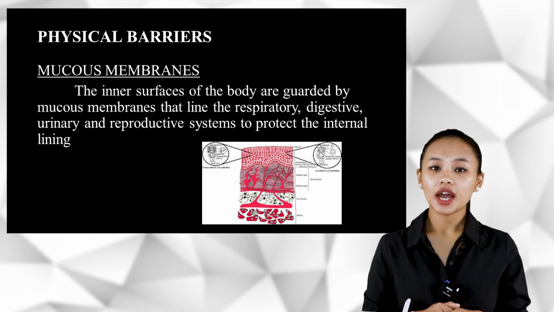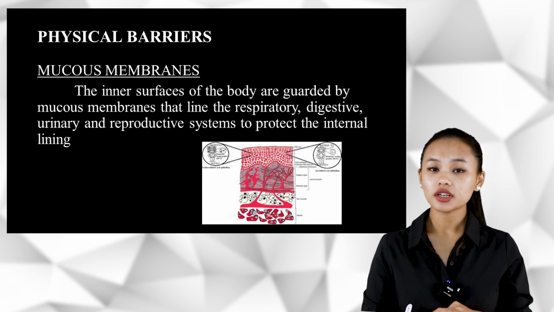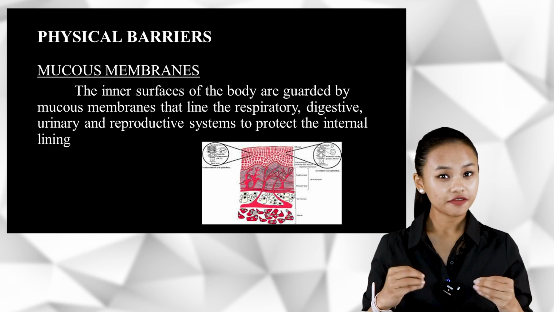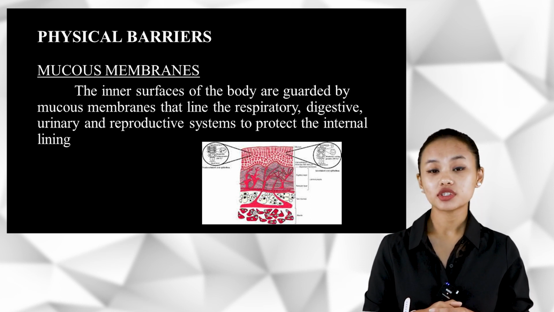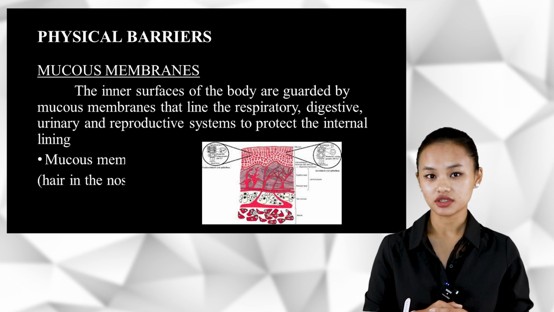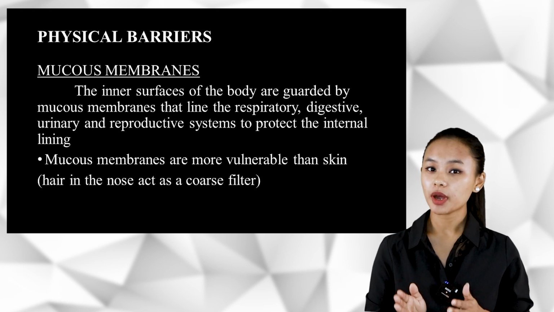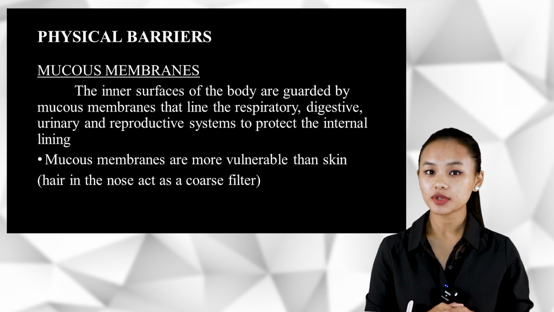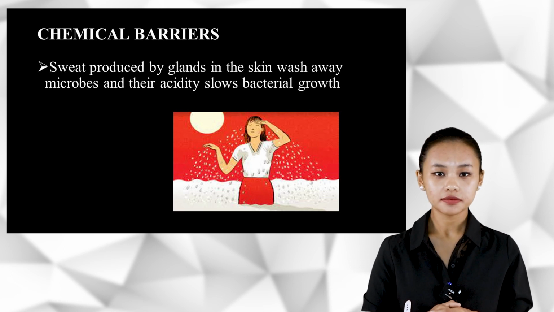So, even if the antigen has penetrated through the skin, they will then face the mucous membrane, which will not allow them to penetrate further because this mucous membrane will try to fight against the antigen. However, we will see that mucous membranes are more vulnerable than skin. Moving on to the chemical barrier.